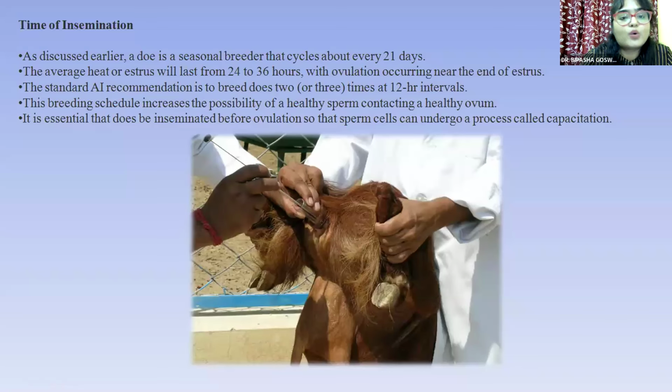As discussed earlier, a doe is a seasonal breeder that cycles about every 21 days. The average heat or estrus will last from 24 to 36 hours, with ovulation occurring near the end of the estrus. The standard AI recommendation is to breed the does 2 or 3 times at 12-hour intervals. The breeding schedule increases the possibility of a healthy sperm contacting the healthy ovum, and it is essential that does be inseminated before ovulation so that the sperm cell can undergo a process called capacitation.